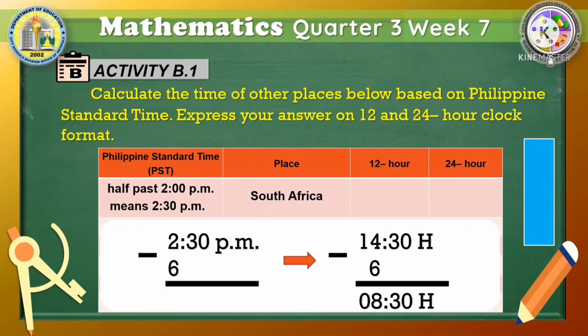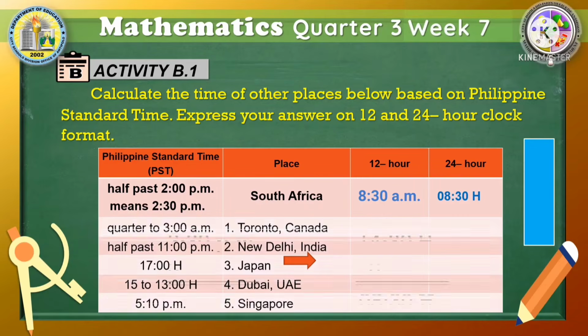If we subtract 6 hours from 14:30 hours, we get 08:30 hours. 08:30 hours is in 24-hour clock format, and 8:30 a.m. is the 12-hour clock format. Now, it's your turn to answer the 10-item test. Your timer starts now.